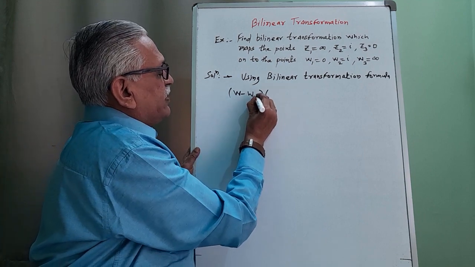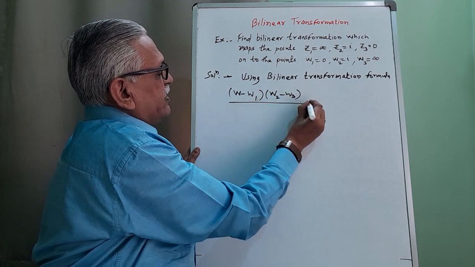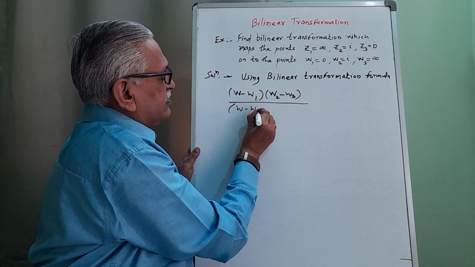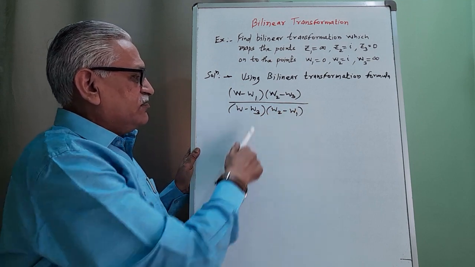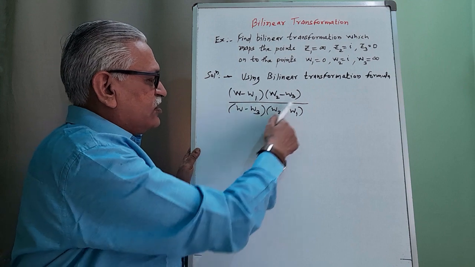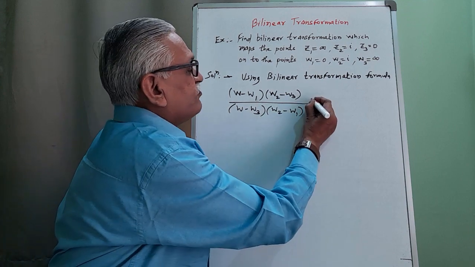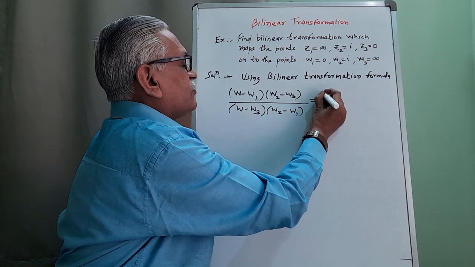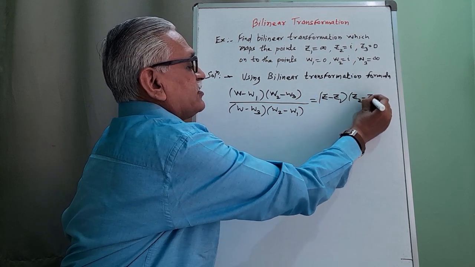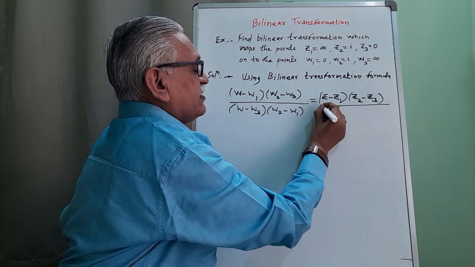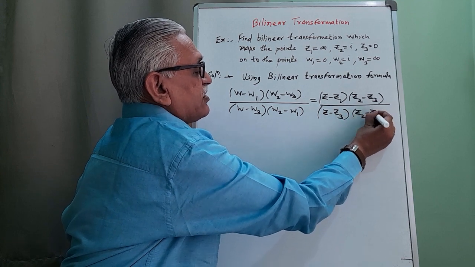(W minus W1) multiplied by (W2 minus W3), divided by (W minus W3) and (W2 minus W1). The suffixes in the numerator are 1, 2, 3 in that order, and in the denominator the suffix order is 3 to 1. And the same type of term on the right hand side for Z: (Z minus Z1)(Z2 minus Z3), divided by (Z minus Z3) and (Z2 minus Z1).